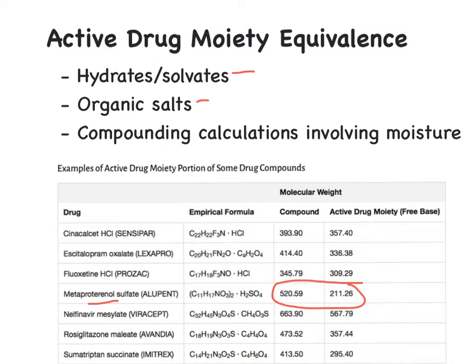of the drug. So in this case, the active drug moiety, the metaproterenol, has a molecular weight of 211.26. However, the organic salt, present as a sulfate salt, has a molecular weight of 520.59. So a significant amount of the weight is going to come from the salt. So we'll take a look at how to account for that, and then we'll also take a look at some calculations involving moisture.